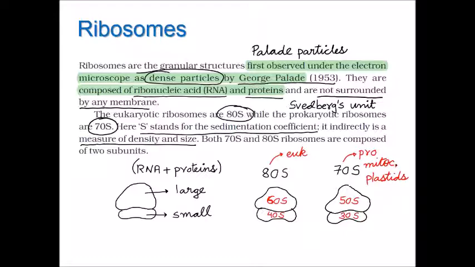These are the important things that you should remember with respect to ribosomes. Ribosomes are dense particles. They are very, very small in size. First observed by George Palade, that is why they are also called Palade particles. They are composed of two things, RNA and proteins. They are non-membrane bound. There are two types of ribosomes: 80S is found in eukaryotes, 70S is found in prokaryotes. Each ribosome is made up of two units, a larger subunit and a smaller subunit. In eukaryotes, the larger subunit is 60S and the smaller subunit is 40S. In prokaryotes, the larger subunit is 50S and the smaller subunit is 30S.